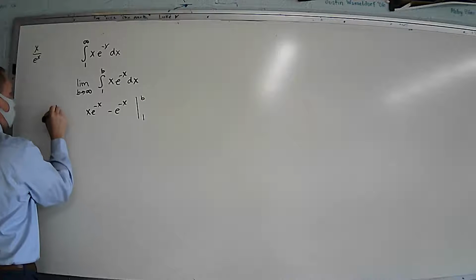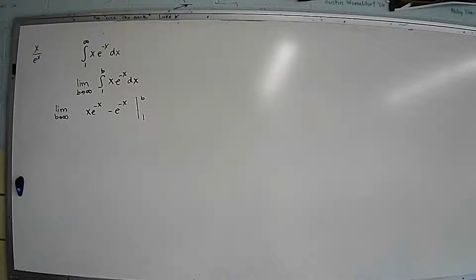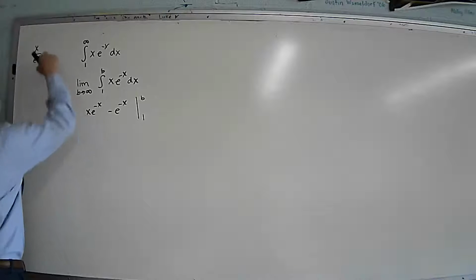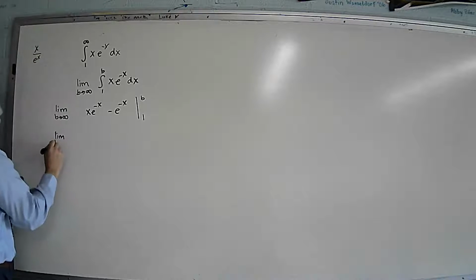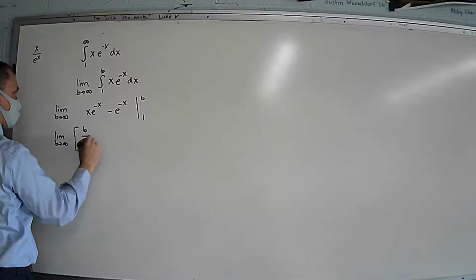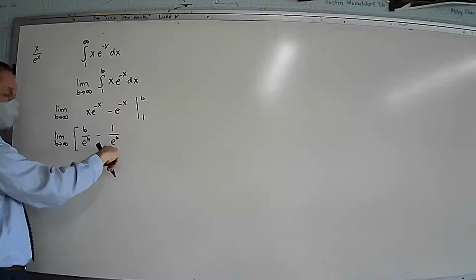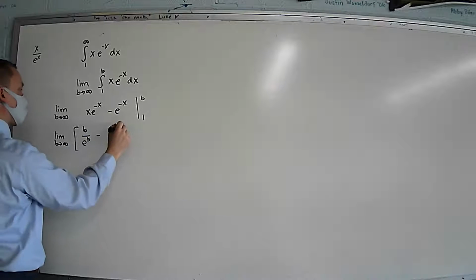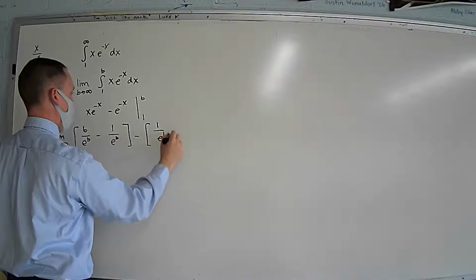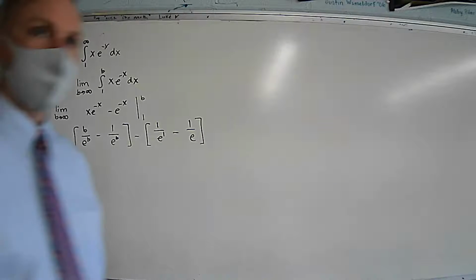So we'll evaluate it from 1 to b, and we're going to do the limit as b goes to infinity. Here's where it's going to be helpful to think about x e to the negative x like this. So we'll do the limit as b goes to infinity of b over e to the b minus 1 over e to the b, because that's what that is. E to the negative x is 1 over e to the x. Minus 1 over e to the 1 minus 1 over e. Okay?